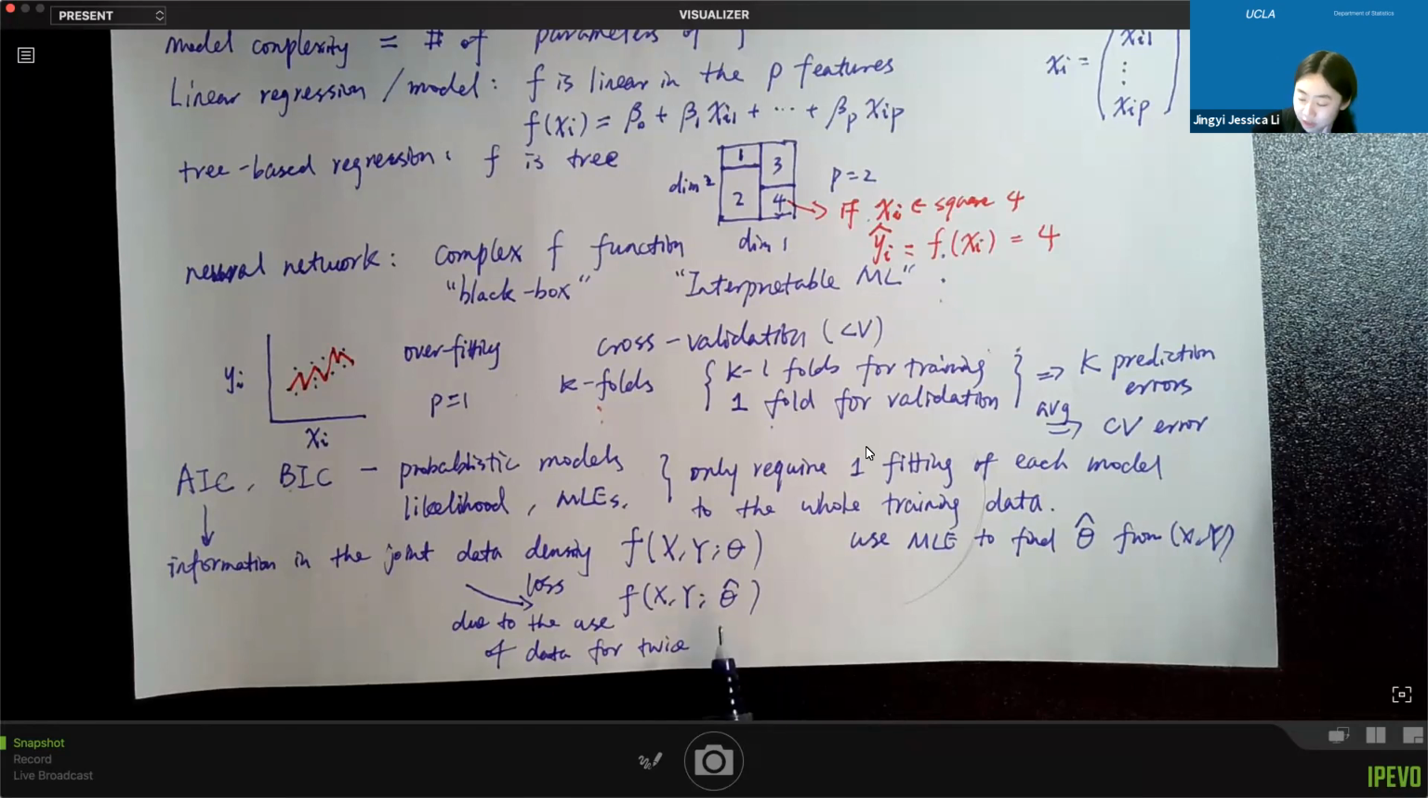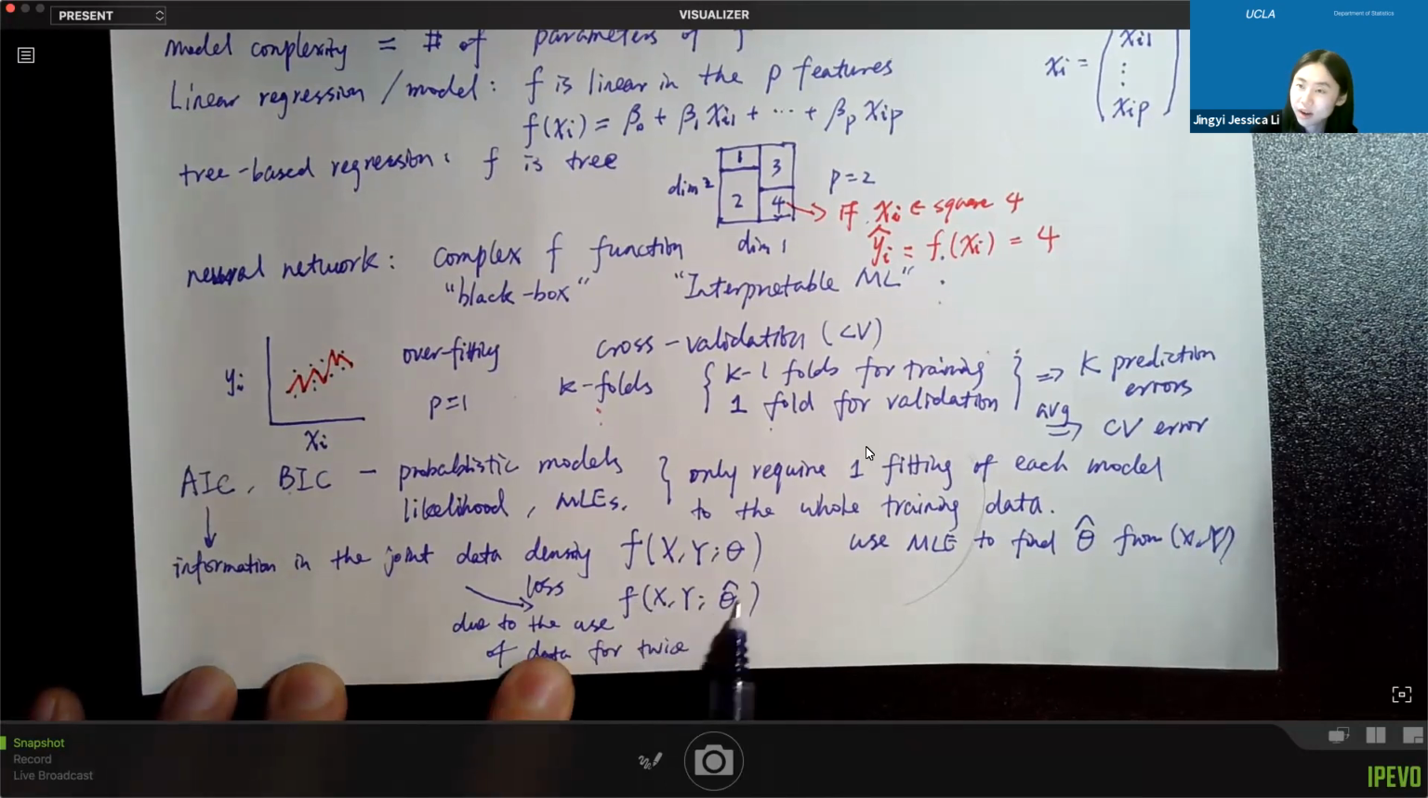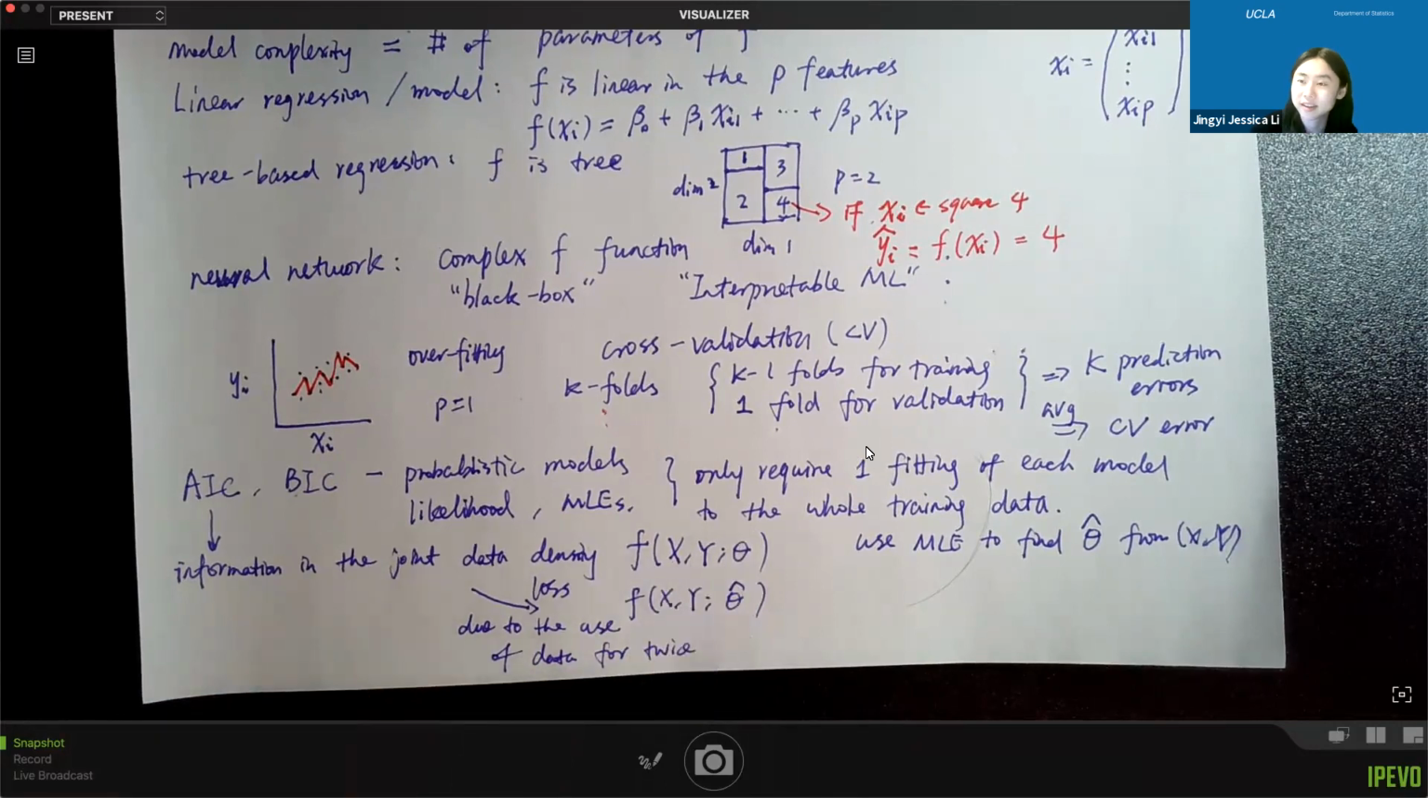So the AIC was motivated to correct for this, to adjust for the fact that the data is used twice. How should I make this information a more accurate estimator for the information I'm really interested in? It turns out that the correction term can be approximated by 2 times the number of model parameters. In other words, if theta is p-dimensional, containing p parameters, the more parameters theta contains, the more information you lose during this overuse of the data. So that's the motivation of AIC.